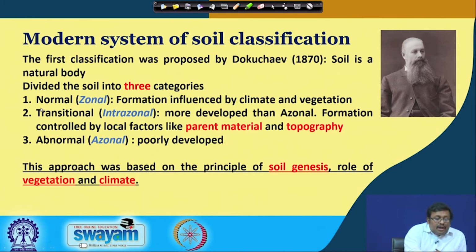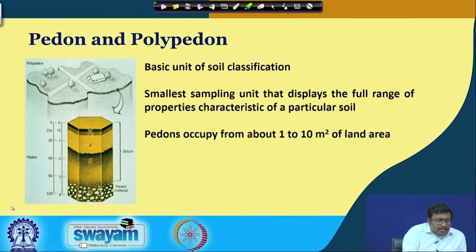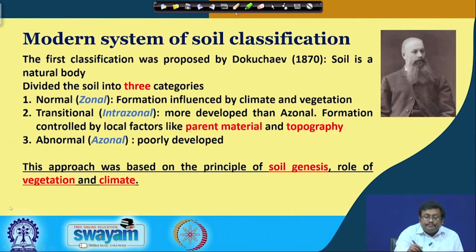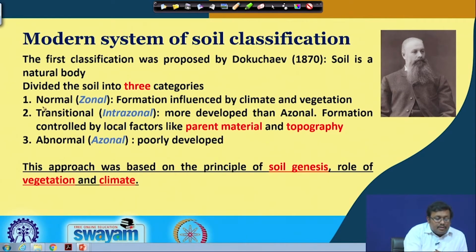Now, normal soil, we now know as zonal soils. Earlier he gave the name normal soil. Normal soil is basically formed due to the influence of climate and vegetation. Transitional soils are now known as intrazonal soils. They are more developed than azonal soils, which we discussed before.